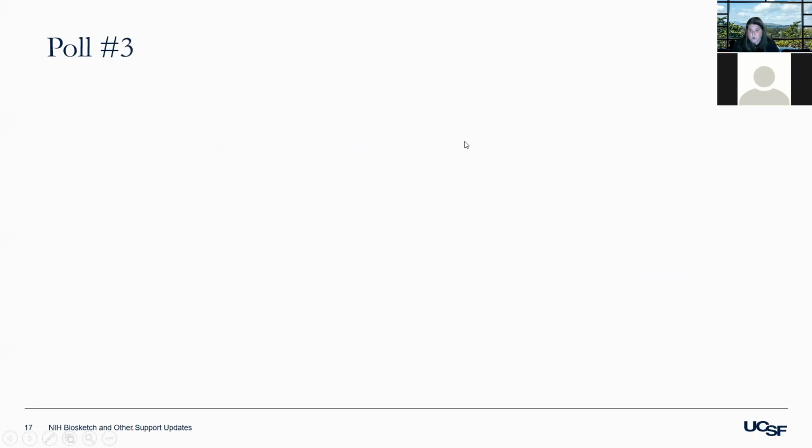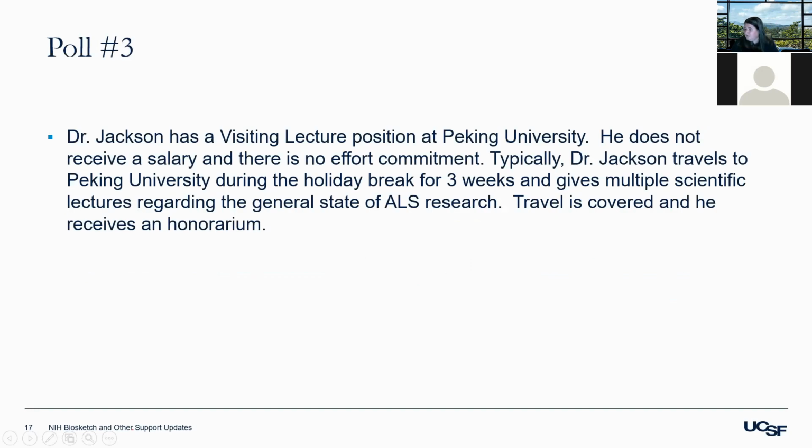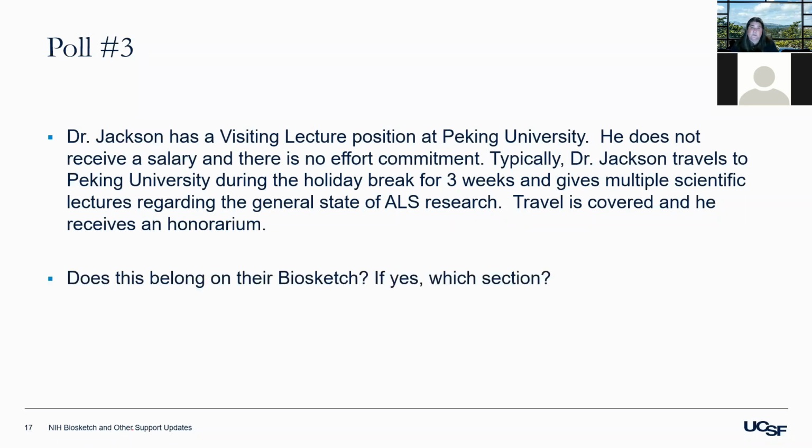I'm going to do one more poll. Dr. Jackson has a visiting lecturer position at Peking University. He does not receive a salary and there's no effort commitment. Typically, Dr. Jackson travels to Peking University during the holiday breaks for 3 weeks and gives multiple scientific lectures regarding the general state of ALS research. Travel is covered and he receives an honorarium. Does this belong on the biosketch? If yes, which section? Let me launch the poll.